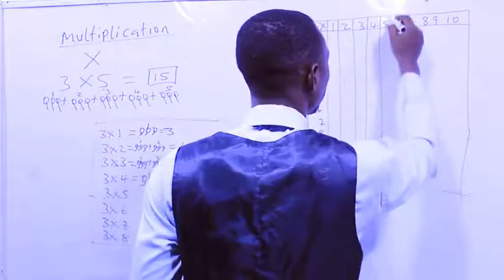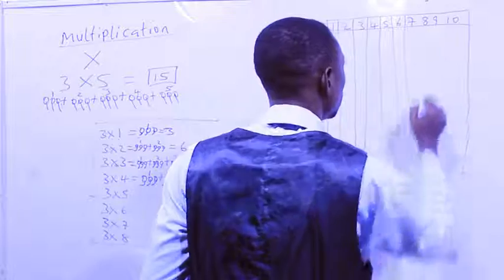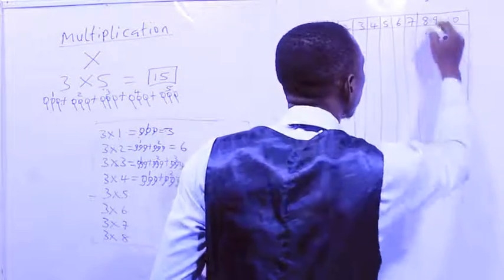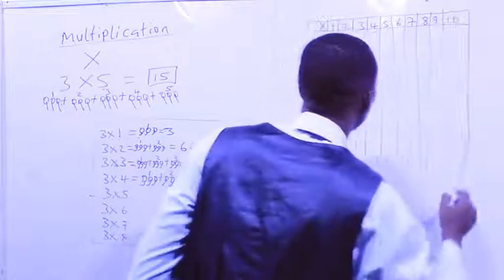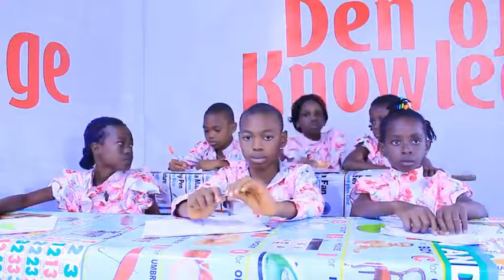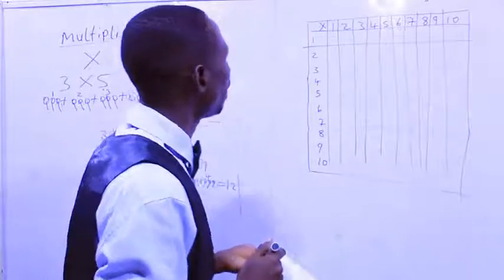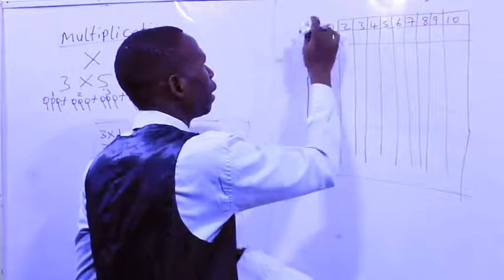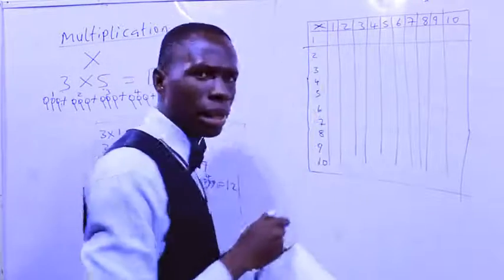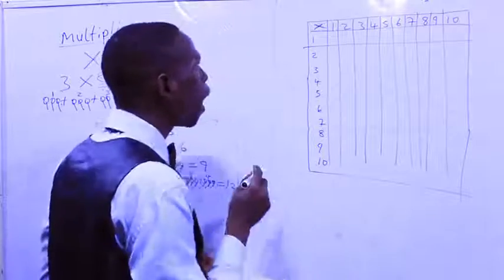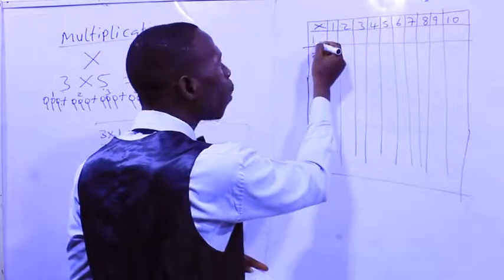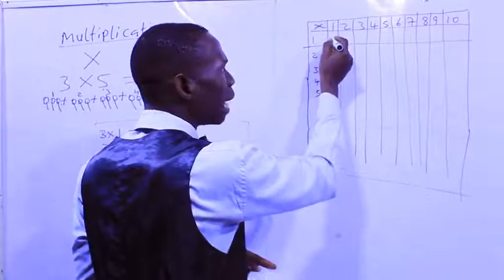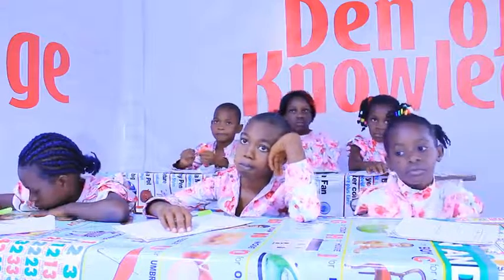This is called a multiplication table. I will just stop at 10. Now, what is this? This is x, showing multiplication. Now, how will I be counting this? The down one will be multiplying the up one, and any result we get, we will put it here.